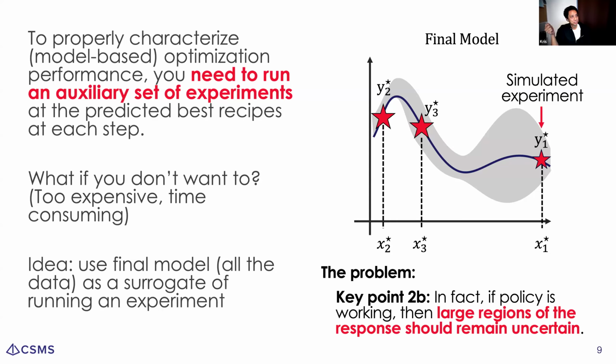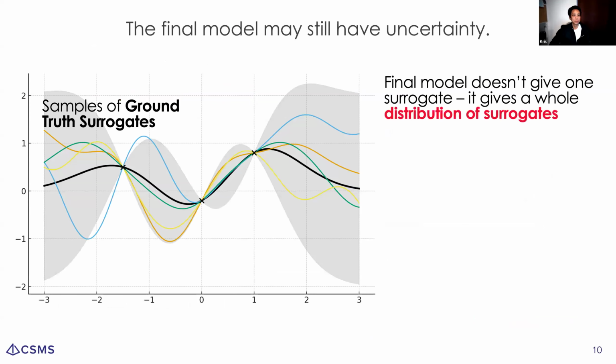If your Bayesian optimization is working, then this final model will have uncertainties here. This is not a globally accurate model. And so, for example, because this is in a region with large uncertainty, this may be inaccurate. So using just your estimate in your final model as your surrogate for running experiments is not the right thing to do.